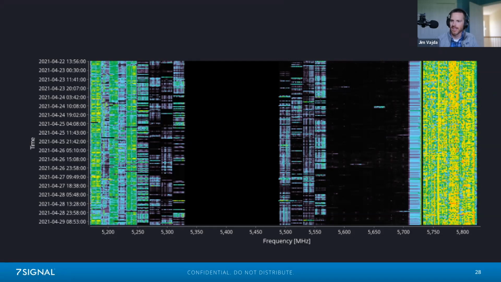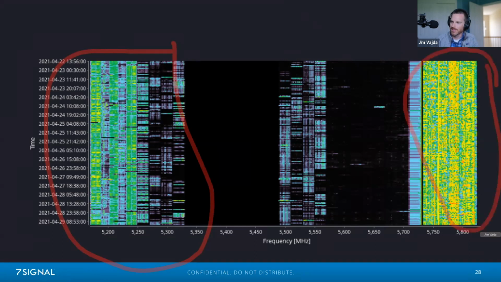You can see over on the left-hand side of the graph, these are all APs, and that's kind of typical as to what Wi-Fi looks like in those channels. And this is some weird, who knows what it is, protocol, maybe something proprietary.